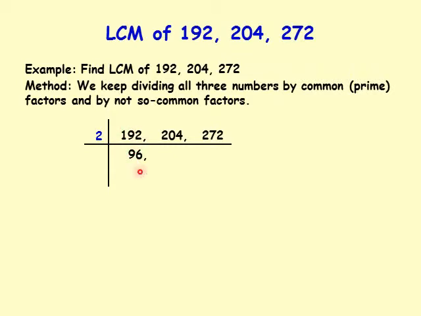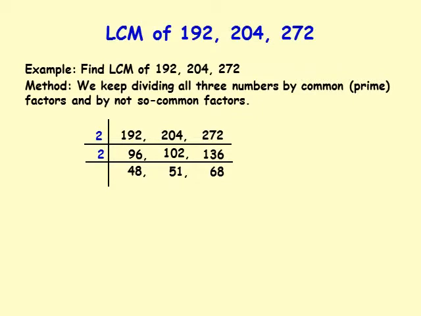We divide 192 by 2, we got 96. 204 by 2, we got 102. 272 by 2, we got 136. Do you see any common factors again? 96, 102, and 136 are all even numbers, so we will divide. 2 is a common factor. We'll divide by that. So this is a prime number here. Divide 96 by 2, we got 48. Divide 102 by 2, 51. Divide 136 by 2, we got 68.